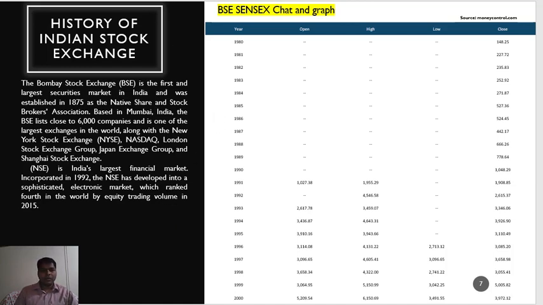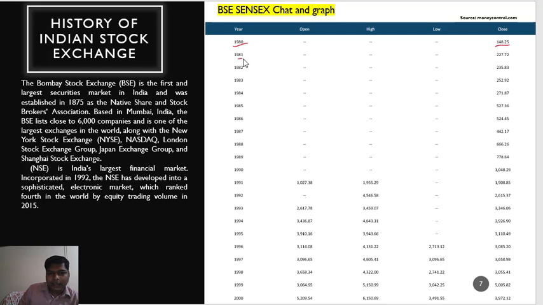So what I'm trying to show here, look at the 1980s. The price was only 148.25 rupees. Think about it, this is the Sensex. Today, the value of the Sensex is near about 39,000. And then after, see the growth.